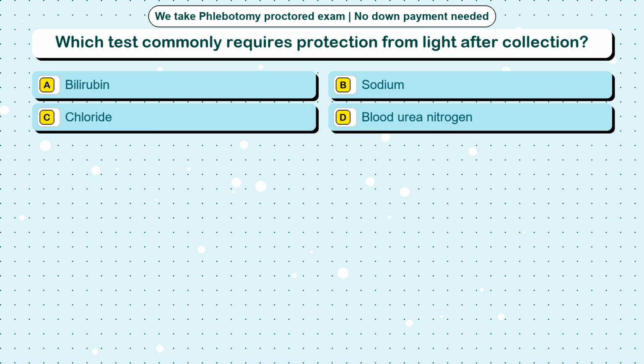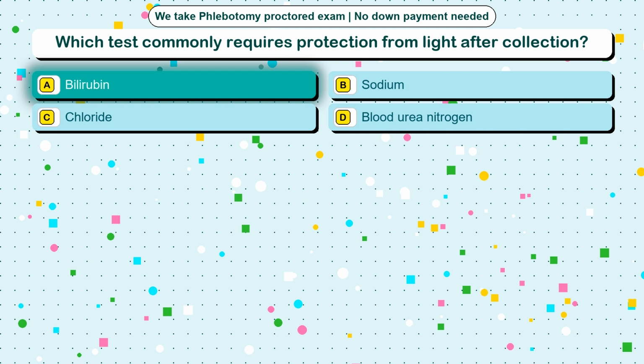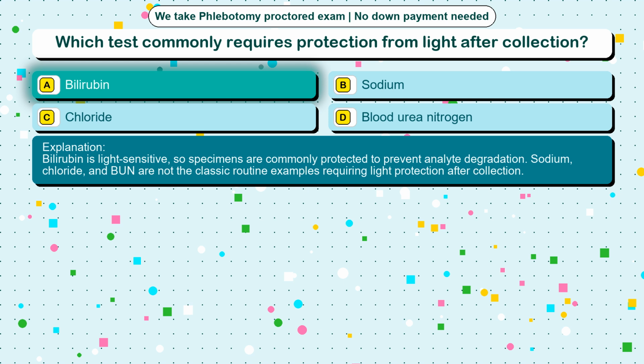Question 83. Which test commonly requires protection from light after collection? Option A, bilirubin. Option B, sodium. Option C, chloride. Option D, blood urea nitrogen. The correct answer is option A, bilirubin. Bilirubin is light sensitive, so specimens are commonly protected to prevent analyte degradation. Sodium, chloride, and BUN are not the classic routine examples requiring light protection after collection.